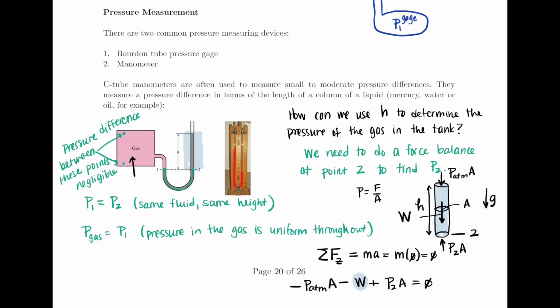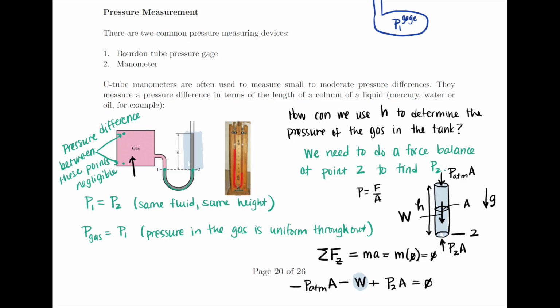All right, so now all that's left to do is I just need to sum up all of my z direction forces. So those are all my vertical forces, and then I set them equal to 0. All right, so going from top to bottom, I have minus P atmosphere times A, minus the weight, plus P2 times A is equal to 0. Do we feel good about the signs? So anything pointing down has a negative sign, pointing up is positive.